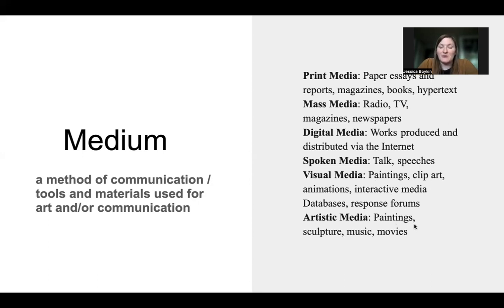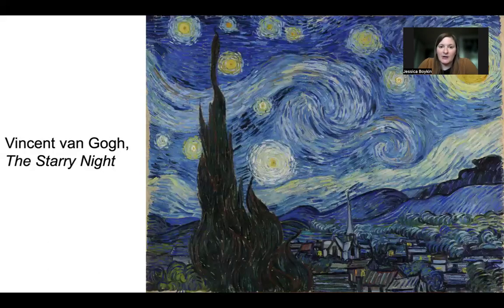Okay. So these are just some examples. There's actually a lot more. But hopefully this gives you a little bit of an idea of the types of ways that people can communicate and make art. And speaking of art, I want to talk about medium in terms of art first, because again, it helps me a little bit to think of this in a tangible way.